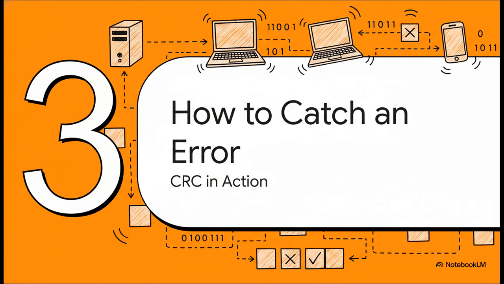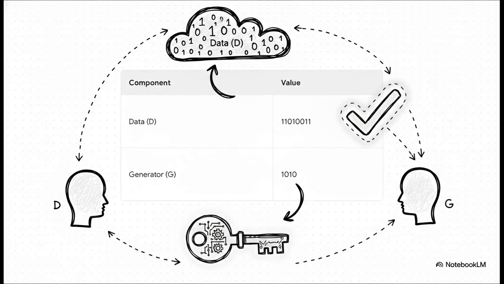Let's walk through a real example. This is pretty much exactly what's happening under the hood every single time you download a song or send an email. Okay, so let's say this string of ones and zeros is our data. We'll call it D. And both the sending and receiving computers have agreed beforehand to use this specific generator code, which we'll call G. Think of G as the secret key to our whole puzzle.